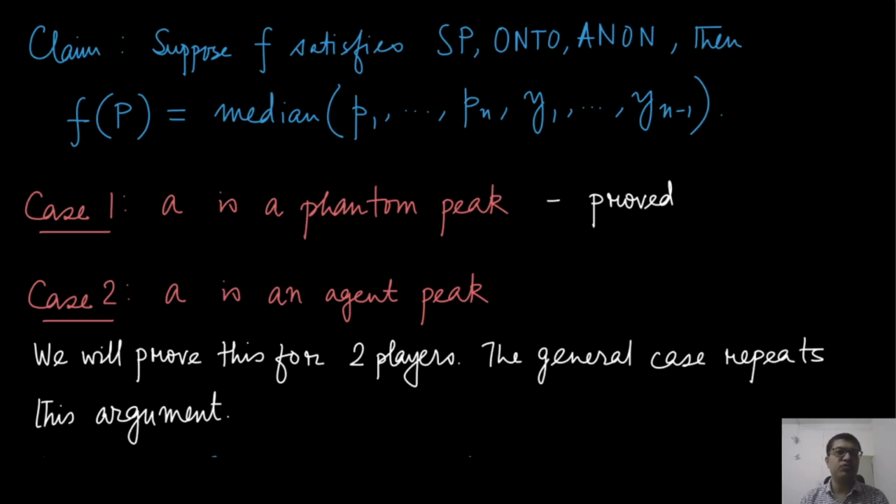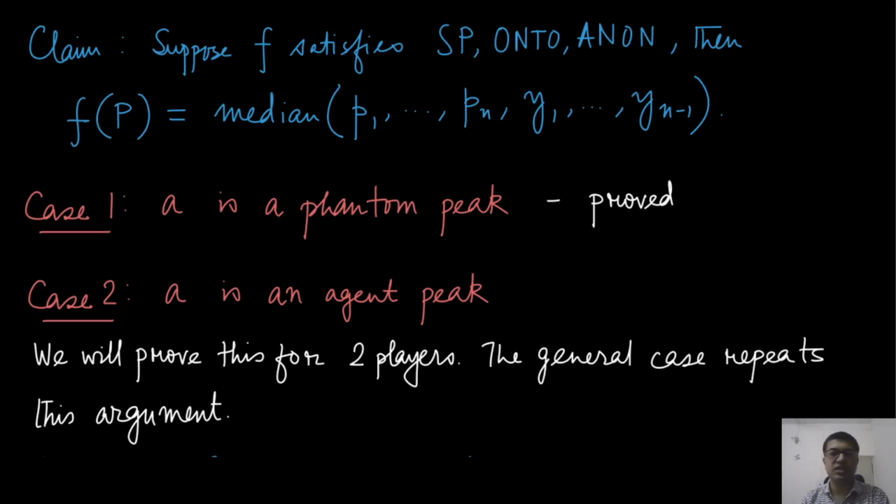Let us finish the proof of the remaining part of the theorem by Moulin. We stopped at the point where we are proving the claim that the social choice function f satisfies strategy proofness and anonymity. Then the social choice outcome must be the same as the median of the agent picks and the phantom picks. So the case one that we have considered in the last module is when the median is a phantom pick. And then we have proved that the social choice outcome should match that phantom pick.